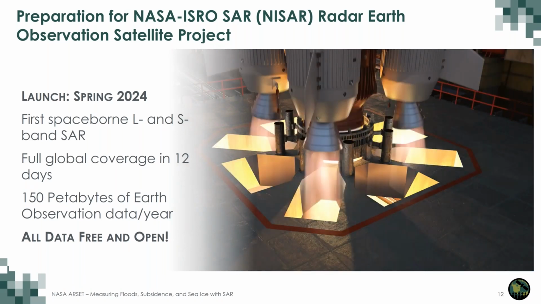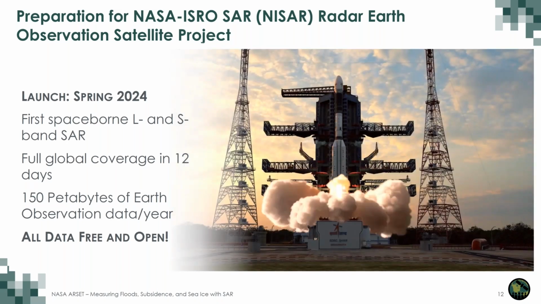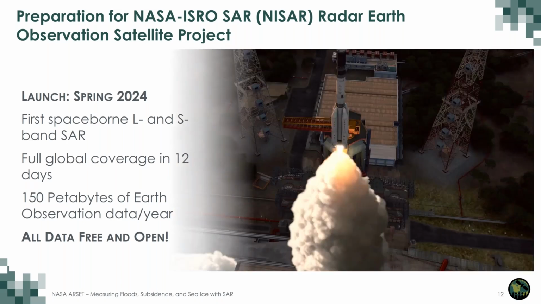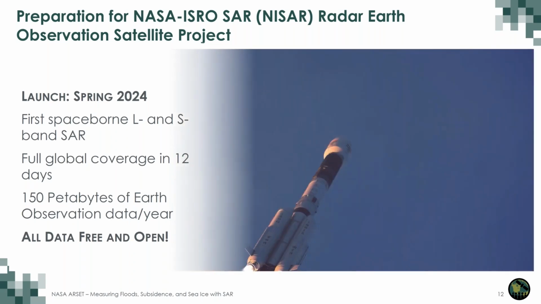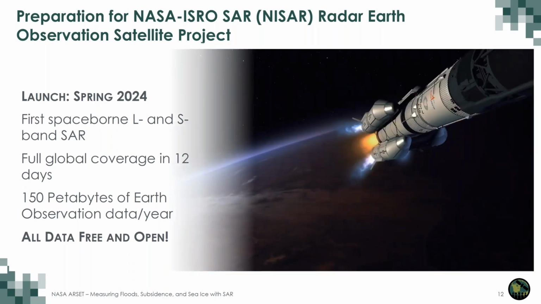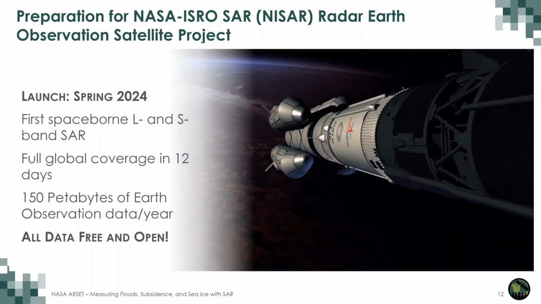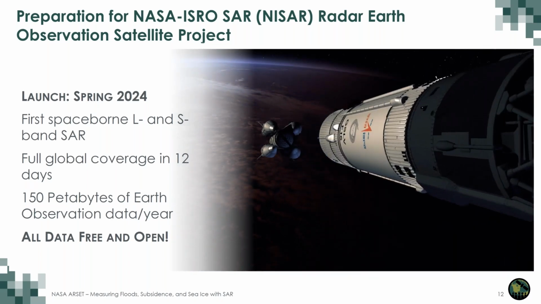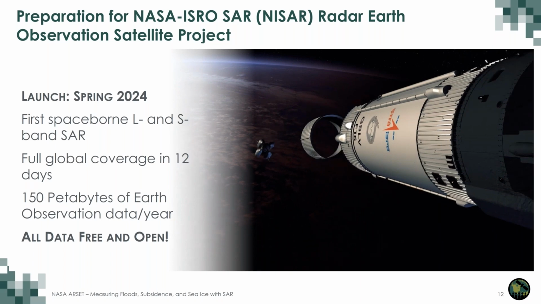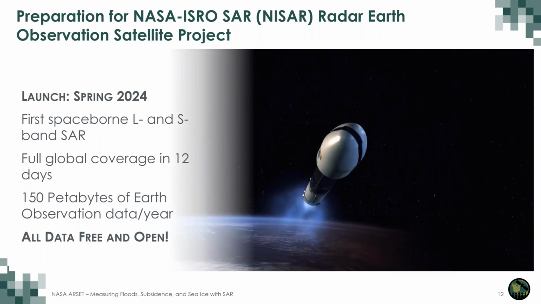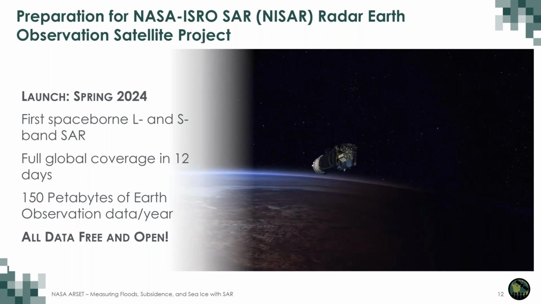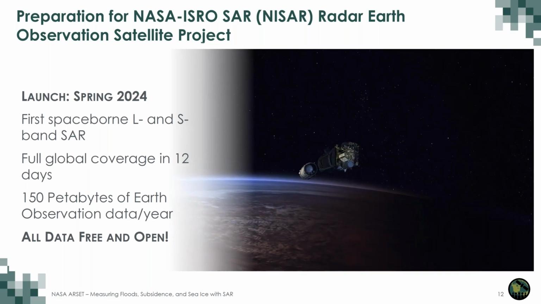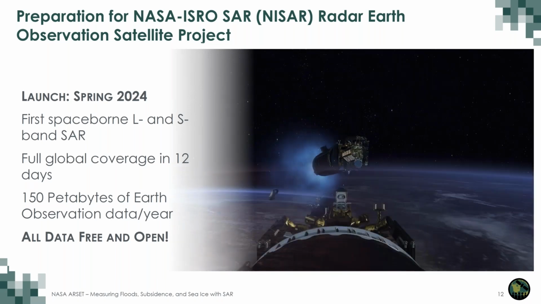But in contrast to Sentinel-1, which operated at C-band, remember C-band was about 5.6 centimeters wavelength, NISAR will operate at L-band, which is roughly 25 centimeters wavelength. So it's about 5 times the wavelength. The longer wavelength has some benefits for a number of applications, including flood monitoring. We'll discuss these benefits a little bit later in this lecture.